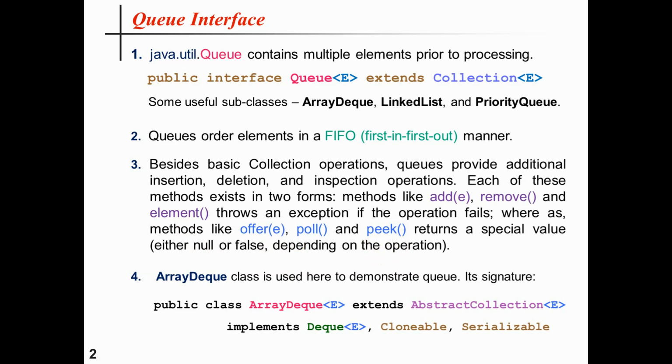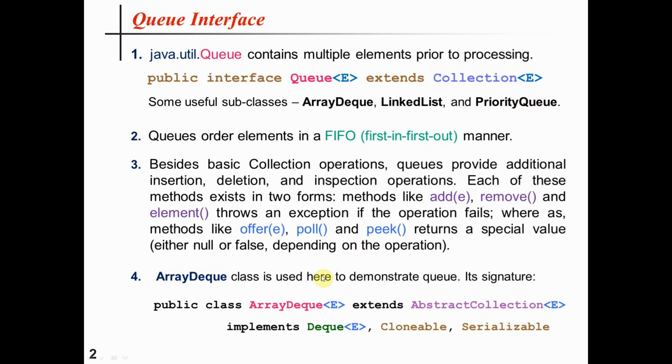Now as I have told before, we need some concrete class to demonstrate the concept of Queue. Without a concrete class we won't be able to create objects. That is why I need a concrete subclass of the Queue interface. So that is the reason we have selected ArrayDeque here, but we could have used PriorityQueue as well.